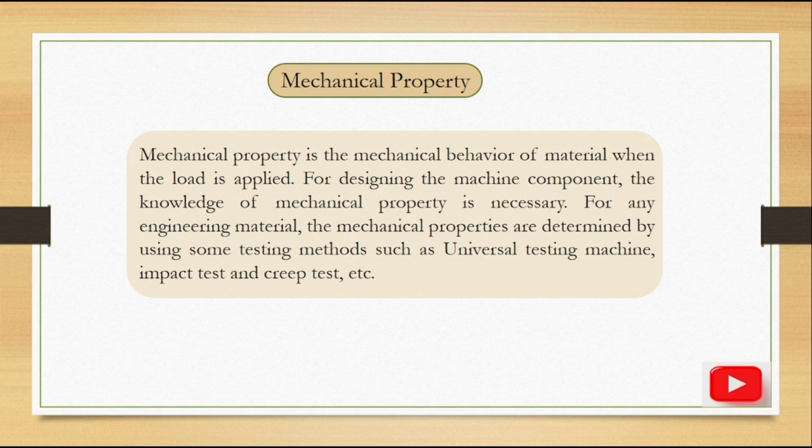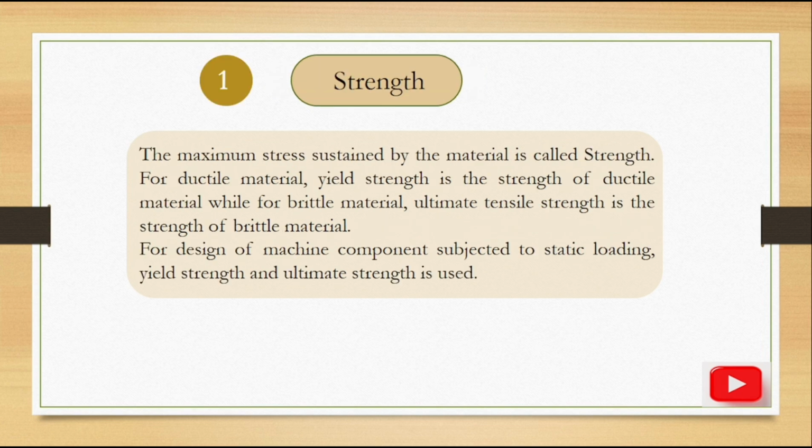Now one by one we will discuss the different types of mechanical properties. So this is the strength. Maximum stress sustained by the material is called strength. For ductile material, yield strength is the strength of the ductile material, while for brittle material, ultimate tensile strength is the strength of the brittle material. For designing of machine component subjected to static load, yield strength and ultimate strength is used.